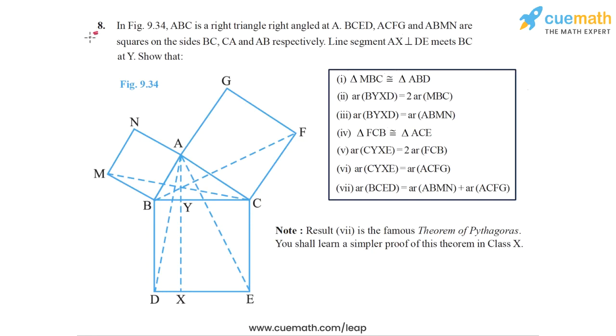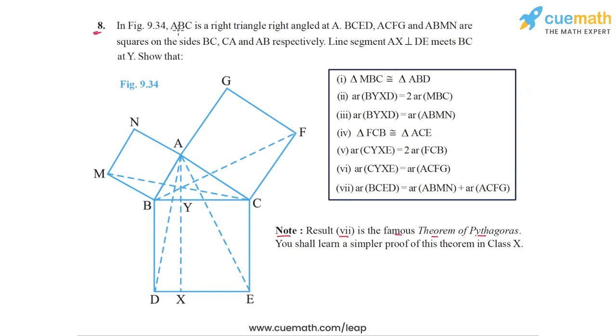This problem is one of the best applications of various concepts in congruence of triangles and areas of parallelograms and triangles. What makes this problem awesome is that when we have finished proving all its parts, we will have proved the Pythagoras theorem, which is what this note at the bottom says, that the last result 7 is the famous theorem of Pythagoras. Okay, now let's understand this problem carefully.